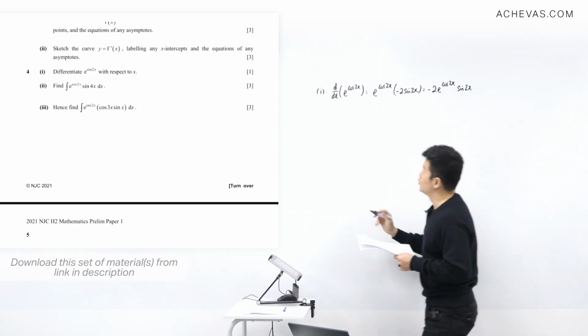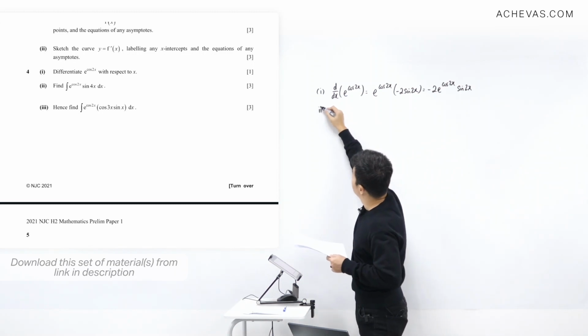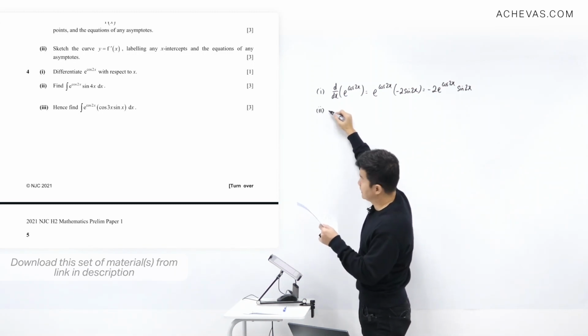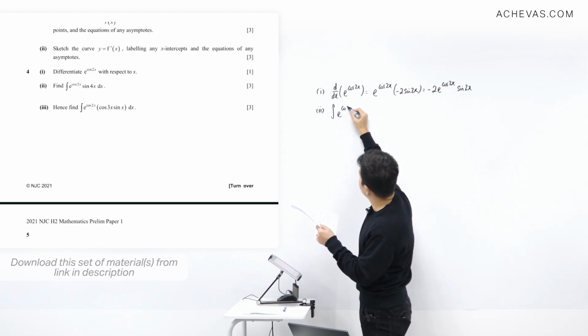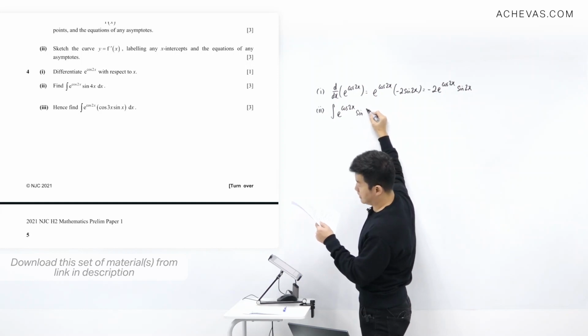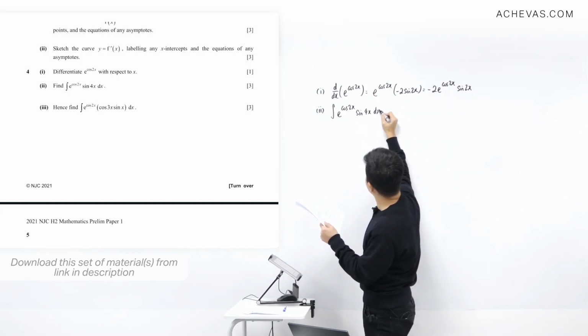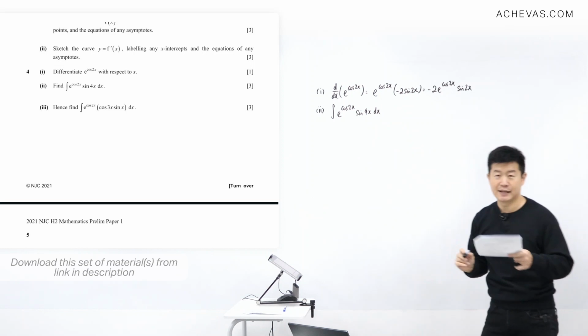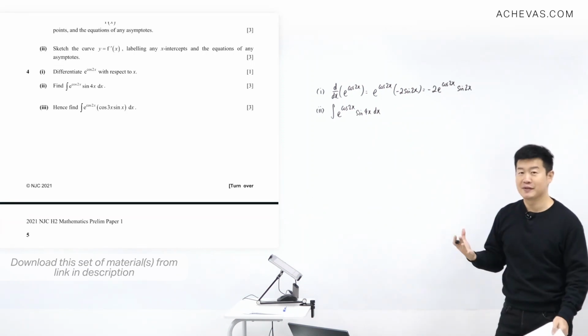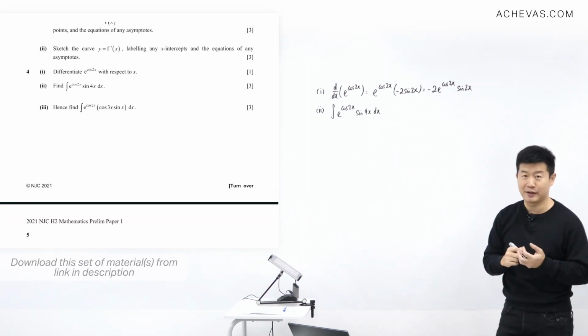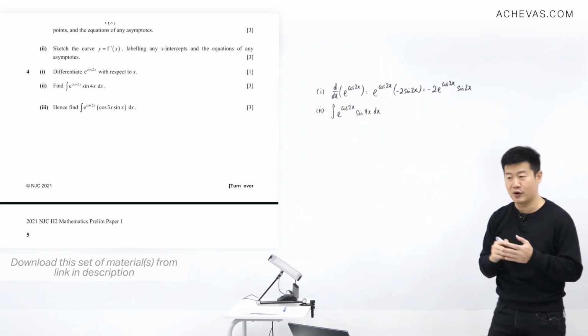And part 2 requires us to integrate e to the power of cosine 2x sine 4x. And to integrate this, let's make use of experiences that we have when it comes to practicing integration questions for exams.